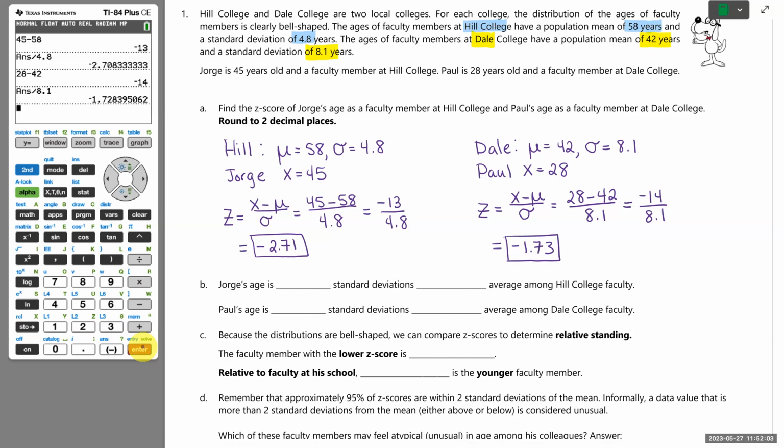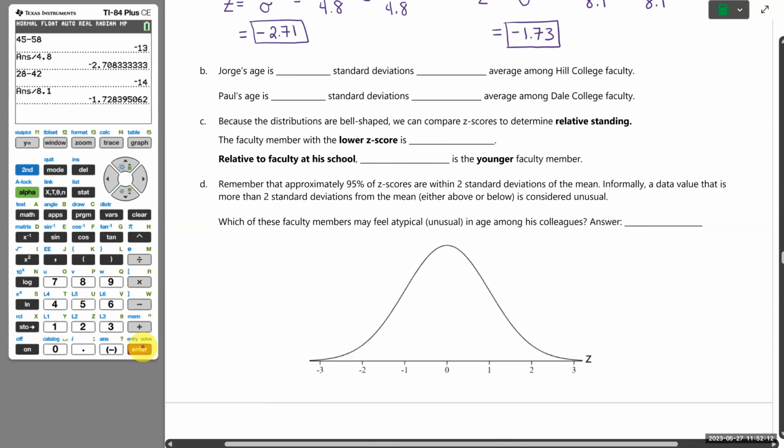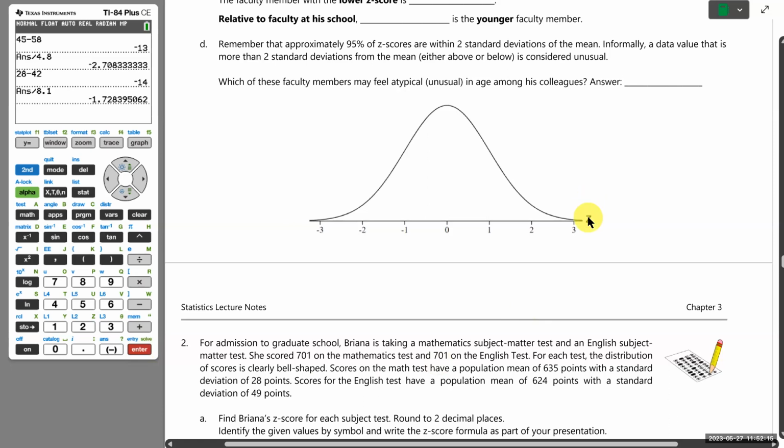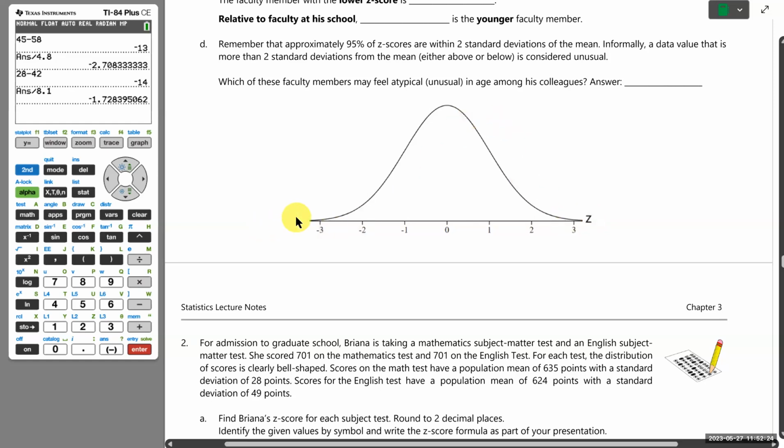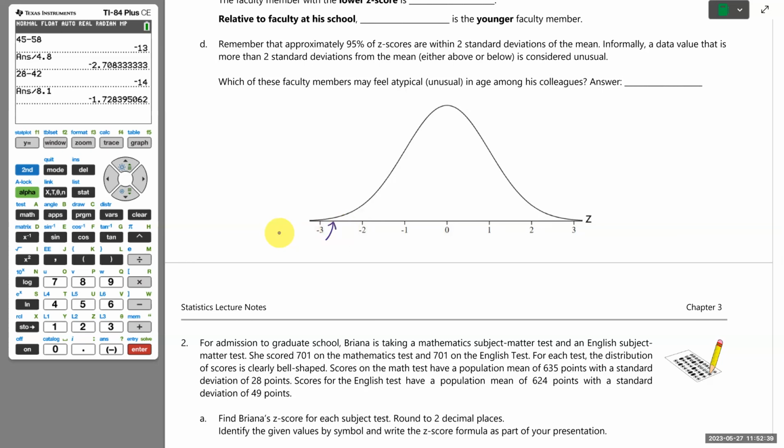Okay, so before I complete the sentences, I do want to go to the bottom and show you the visual here. So now that both of those values for George and Paul have been converted into z-scores, and because both populations were bell-shaped, we can now compare them on one distribution, our z distribution. So 0 is in the center for z, and Paul, actually let's do George first. George came out to be negative 2.71, so we don't need this to be perfectly drawn to scale, but here's George. So George is quite far below average.